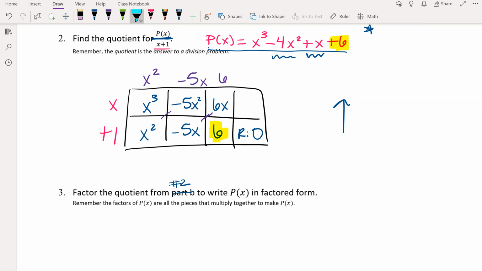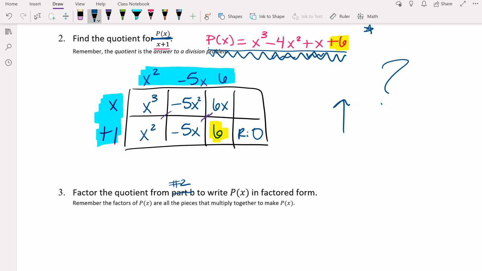What are the two things being multiplied? It's the things on the outside, right? So, here's the crazy thing, y'all. P of x, the numerator. Where does that show up? Does that show up inside or outside of the box? Does the numerator appear inside or outside of the box during division? Go. All right, that shows up inside the box. P of x shows up inside the box.